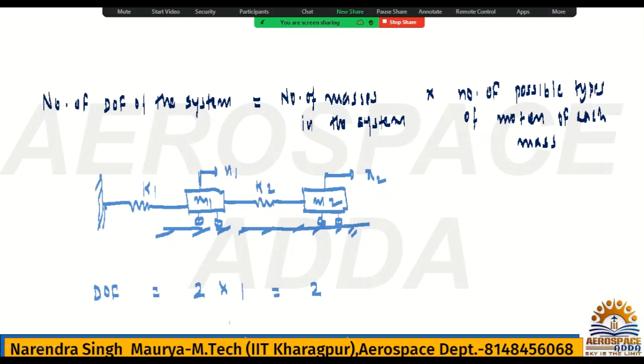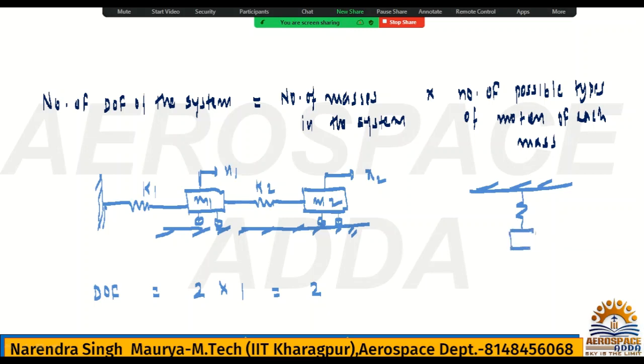Hence 2 into 1. The number of masses is 2, but the possible type of motion is only 1. Hence 2 into 1, that is 2 degrees of freedom. Okay, in this way you can identify. You can also draw it this way, and the meaning will be the same.